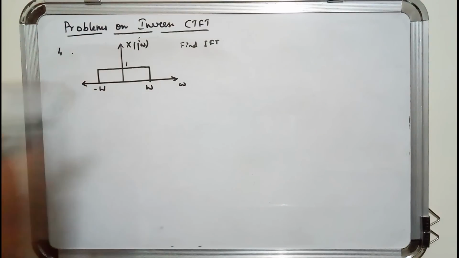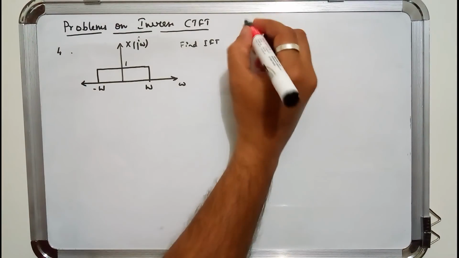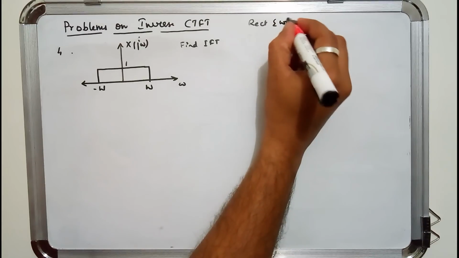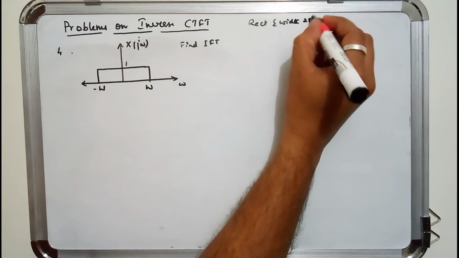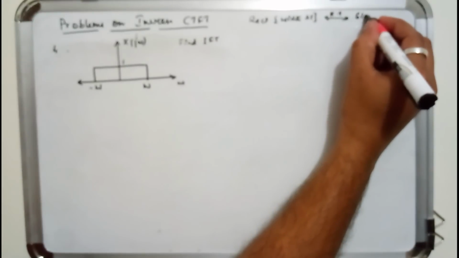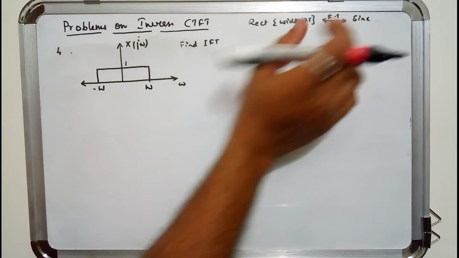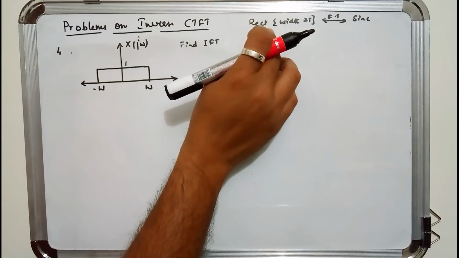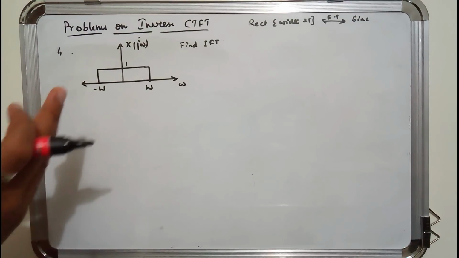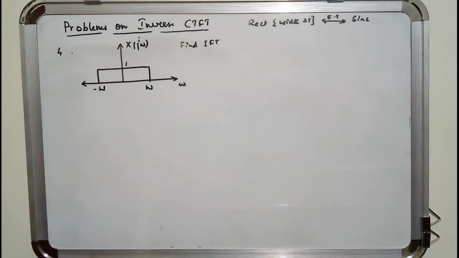So if you want to have a look into it, the rectangular pulse with width 2t forms a Fourier transform pair with a sinc pulse, right? So these two form the Fourier transform pair. If you want to have a look into this problem, please look into the video where I have solved finding the Fourier transform from a time domain signal.